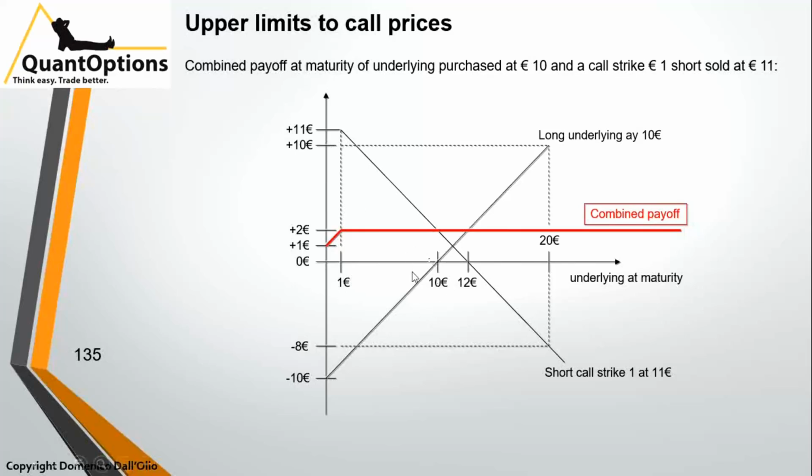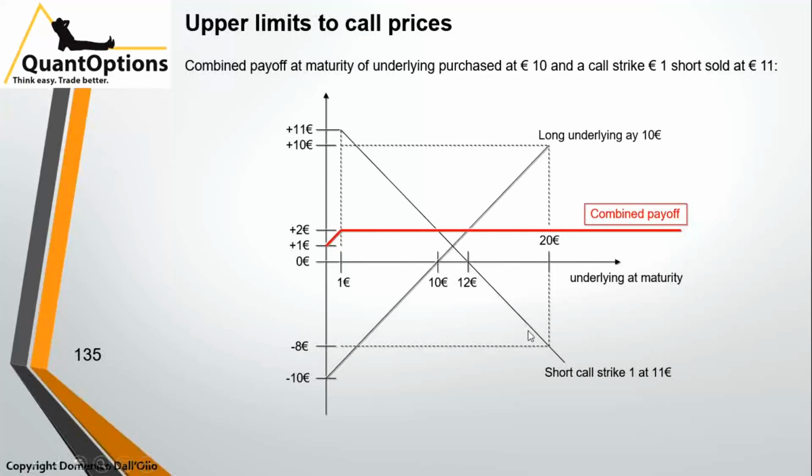On the stock, we have a loss of 9, so +11 minus 9 makes +2. The same applies if the stock goes to 20. Let's keep the last value for later. If the underlying at maturity is 20 euros, what do we get? We have a +10 on the underlying.